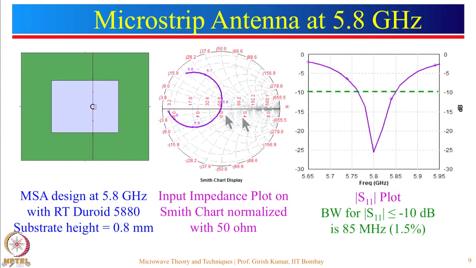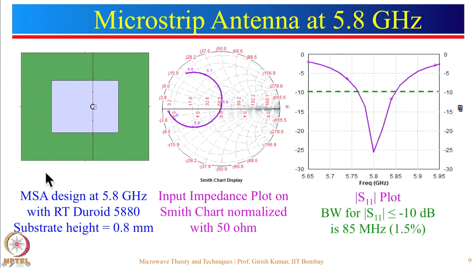So, let us take an example of a microstrip antenna which we had designed at 5.8 gigahertz. When we talk about microstrip antenna later on, I will talk about this antenna in more detail, but today I just want to tell you what are the VSWR, bandwidth and radiation pattern for a given antenna. So, this antenna was designed at 5.8 gigahertz.